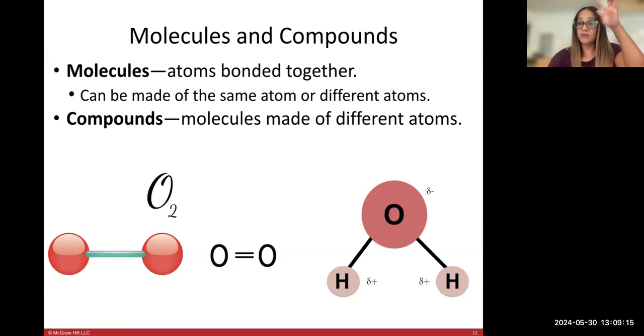And then water, the simplest compound that we talk about. There are 2 different elements bonded together, 2 hydrogens and 1 oxygen.